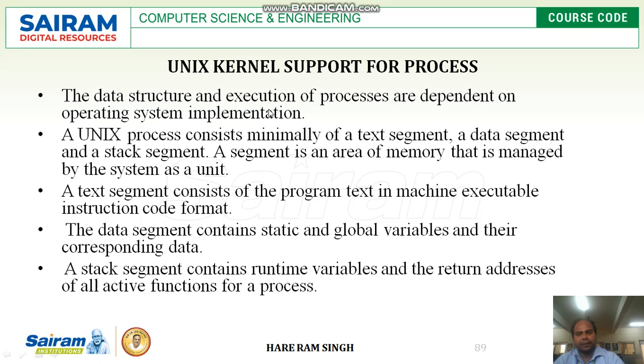The data structure and execution of processes are dependent on operating system implementation. So how a process gets executed depends on operating system implementation. Now a Unix process consists minimally of text segment, data segment and stack segment. Every process has these three important attributes: text segment, data segment and stack segment.